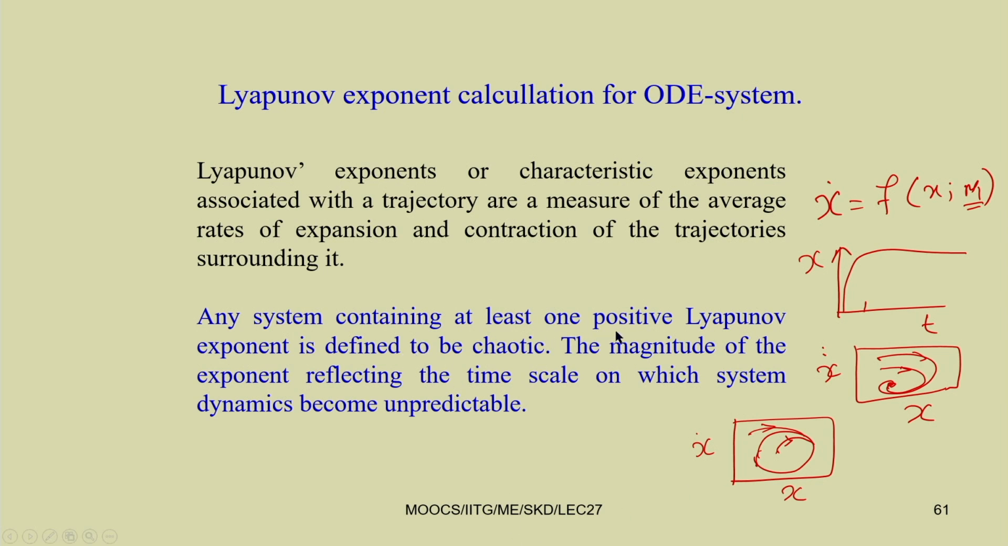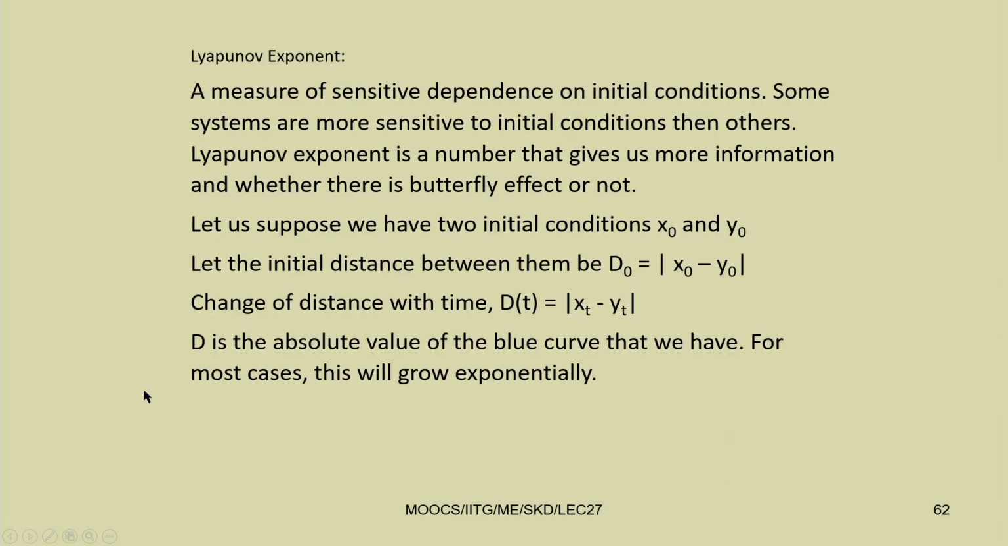Any system containing at least one positive Lyapunov exponent is defined to be chaotic. So, in case of chaotic response, at least one of the Lyapunov exponents will always be positive. The magnitude of the exponent reflects the time scale on which the system dynamics becomes unpredictable. So, the Lyapunov exponent is also a measure of sensitive dependence on the initial condition. Some systems are more sensitive to initial conditions than others. So, Lyapunov exponent is a number that gives us more information on whether there is a butterfly effect or not, that is, whether there is chaotic response or not.